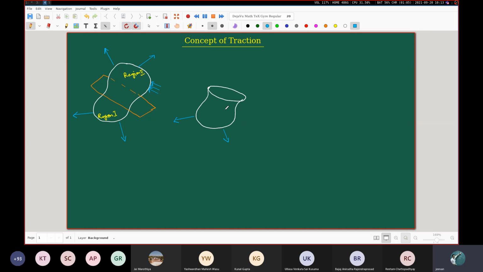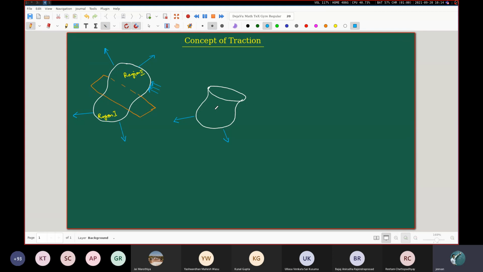Now, if this region 1 has to be in equilibrium, understand that the whole thing is in equilibrium, so here also this part has to be in equilibrium, which means there must be a distribution of forces exerted by region 2 on region 1. And those forces will be distributed on this flat plane.